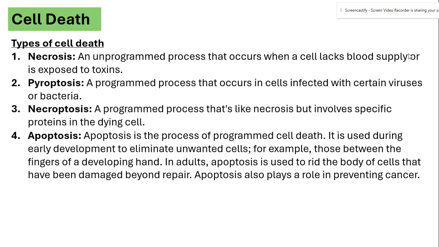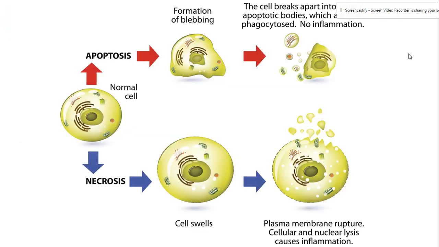Apoptosis also plays a role in preventing cancer. It's programmed cell death. Imagine having accumulation of dead cells in your body. So, apoptosis: normal cells, formation of blebbing. The cell breaks apart into several apoptotic bodies, which are then phagocytized. No inflammation is caused. There is no reaction. They just die.